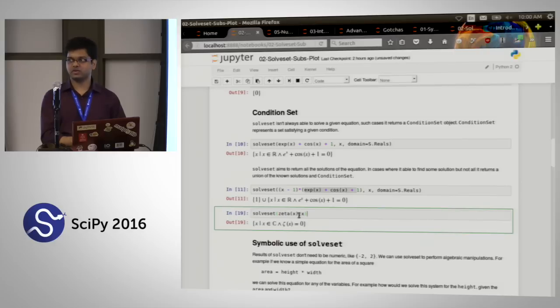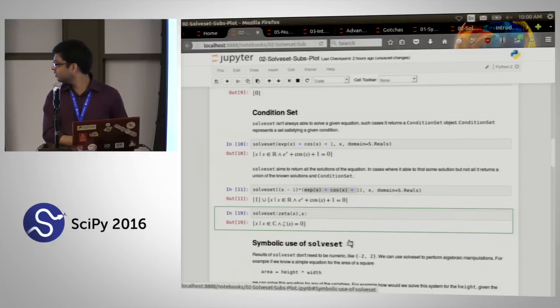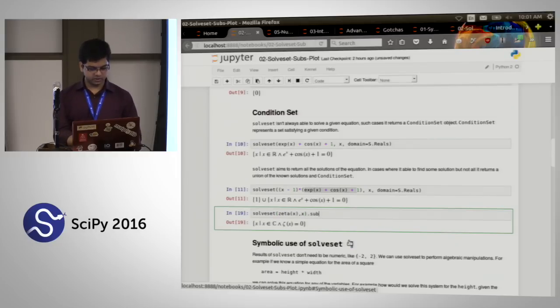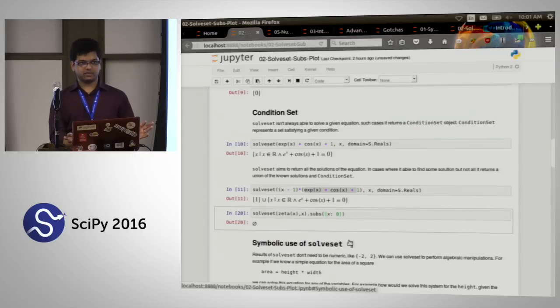Anything else? Anyone want? I'm missing the condition set section, like the old calculator. Yeah, probably you should pull it. Just pull the new changes in the repository. So you can try to substitute values in it with condition set. So it says false.